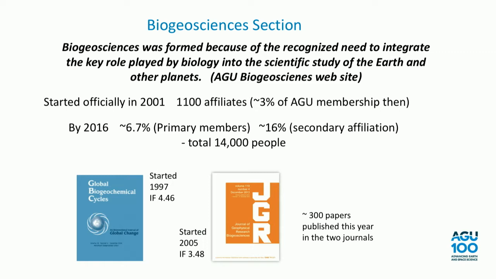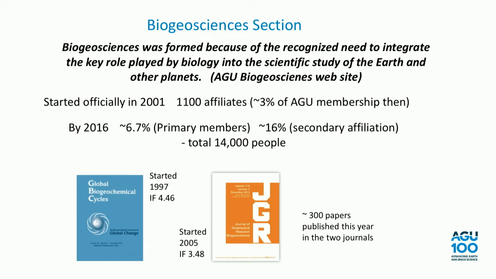So with the recognition that we need to integrate biology into the American Geophysical Union, the Biogeosciences section was formed officially in 2001. It was then about 3% of AGU's membership. By 2016, it was about 7% of the primary members and 16% of the secondary affiliations. There's a total of 14,000 people in 2016, which is the last year I had numbers for. If you look at the meeting here, many of the sessions are biogeosciences, I think about 10% of the sessions. And we have two journals, JGR Biogeosciences and Global Biogeochemical Cycles.